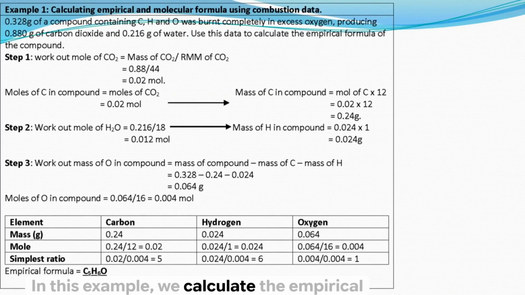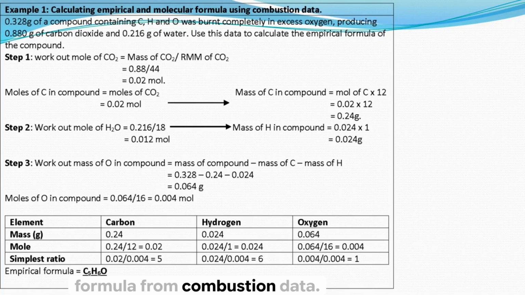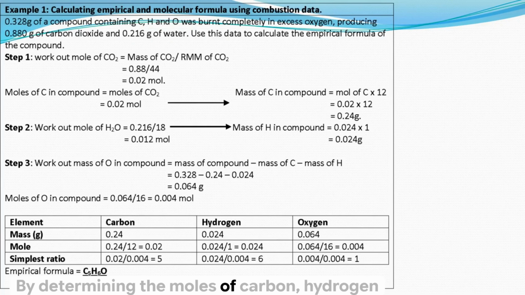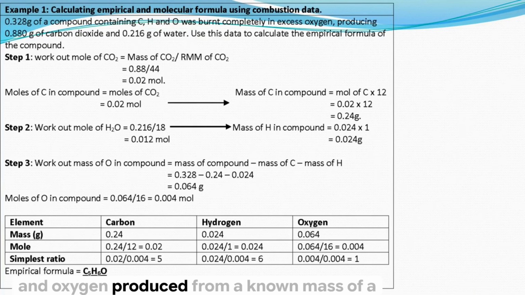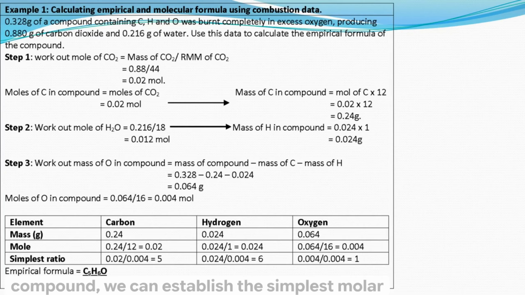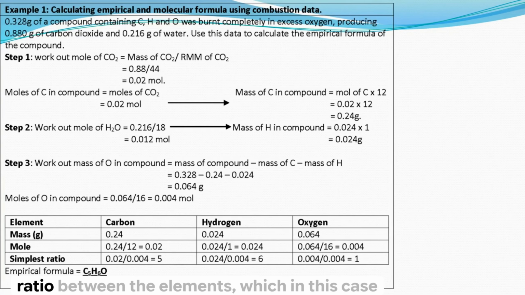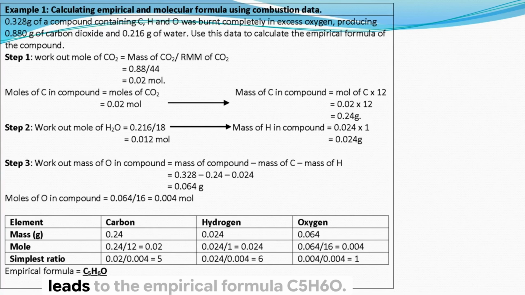In this example, we calculate the empirical formula from combustion data. By determining the moles of carbon, hydrogen, and oxygen produced from a known mass of a compound, we can establish the simplest molar ratio between the elements, which in this case leads to the empirical formula C5H6O.